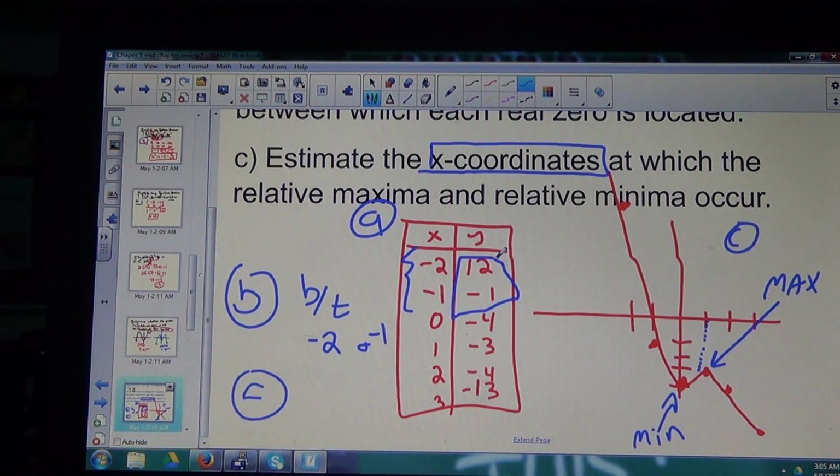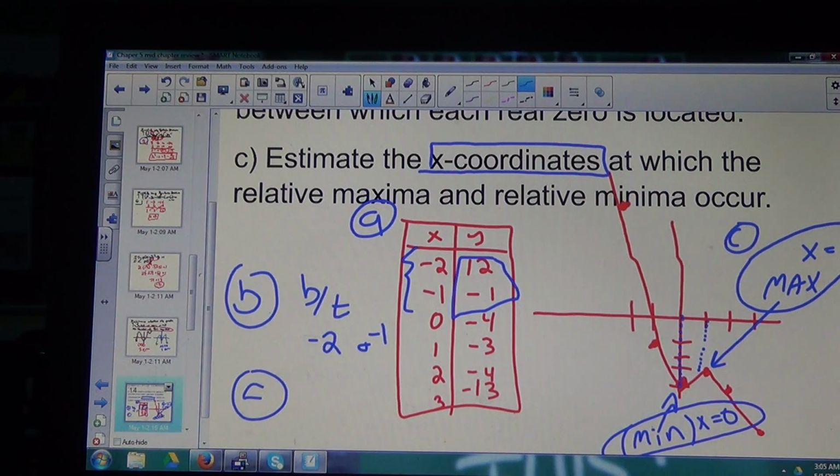So what x coordinate would that match up to here? By the looks of it, the max would be where x equals 1. Okay, that's one answer. And where is the minimum going to be at? If we look at the minimum, the x coordinate here would be equal to 0, so that's where my minimum would end up.